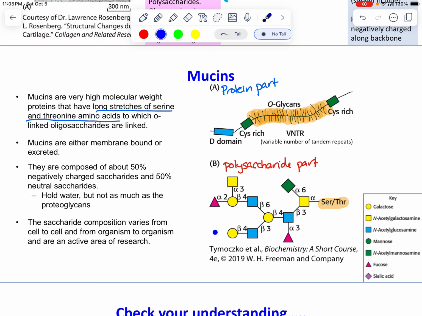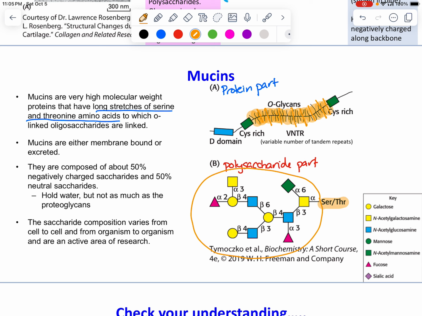shorthand, okay, for our polysaccharide. This would be different for different ones. I've got the little key over here. You don't need to memorize any of this, but notice, for example, the yellow circles are galactose. The yellow squares are N-acetylgalactosamine. So there is some logic to it. Blue squares, N-acetylglucosamine. So we have this polysaccharide part. And up here, each one of these serine or threonine can bond to one of these whole things. So you've got these hanging off the sides up there.